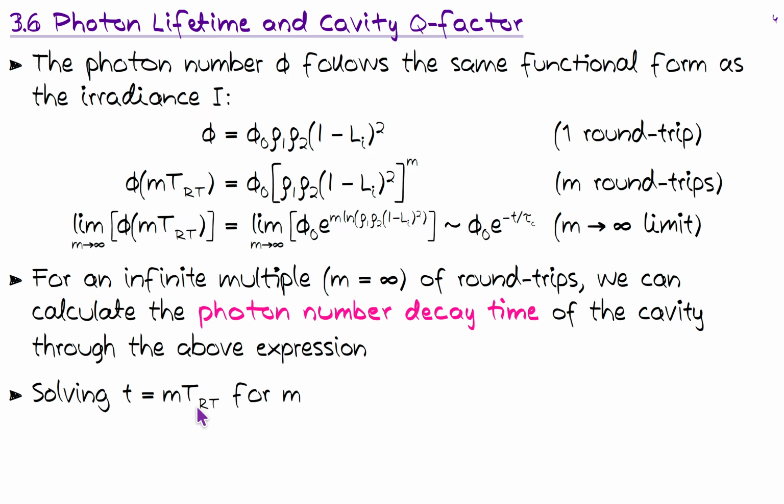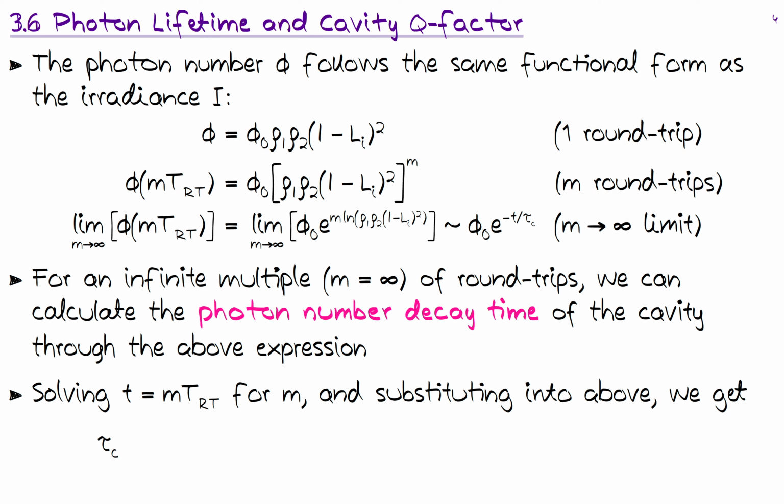So that would be the c over 2L here. So we solve that equation for m and we substitute that into the above equation, and what we get is an expression for the cavity decay lifetime. So tau c equals 2 times L divided by c. That would be the single round trip time. And then we have the natural logarithm of the mirror reflectivities, ρ1, ρ2, times the internal loss term like this.